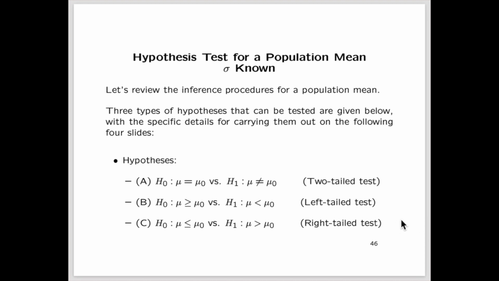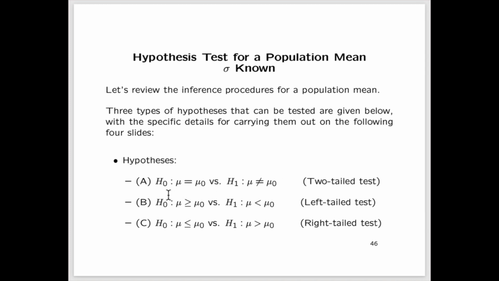The three types of hypotheses that can be tested are given below, with the specific details for carrying them out on the subsequent slides. And so you'll recall from your first methods class that there are three types of hypotheses that we can test: the two-tailed test, the left-tailed test, and the right-tailed test. Now, the two-tailed test has a null hypothesis that says that the population mean, mu, is equal to some hypothesized value, which notationally I will represent by mu sub 0, versus the alternative hypothesis, which is, again, the opposite of the null. And the opposite of the null in this case would be that the population mean is not equal to that pre-specified or hypothesized value.